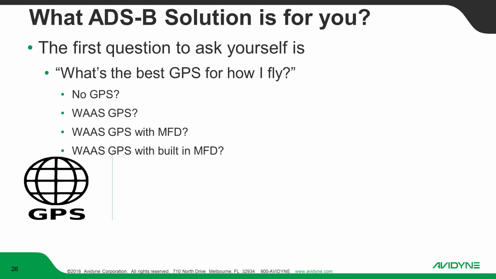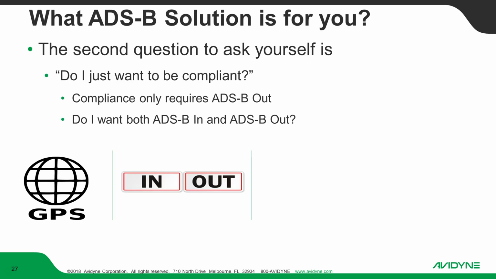So what solution is right for you? Again, when it comes to GPS, what's the best GPS for how I fly? Maybe I don't care about GPS. I plan on having a nice IFR GPS that I'm going to couple with an MFD, or the MFD is basically built into the GPS. Also, when it comes to ADS-B, the second question is, do I just want to be compliant? Am I trying to check the box and just do the cheapest ADS-B out solution I can come up with? Or do I want ADS-B in? Do I want a nicer system that gives me all the benefits that are available?